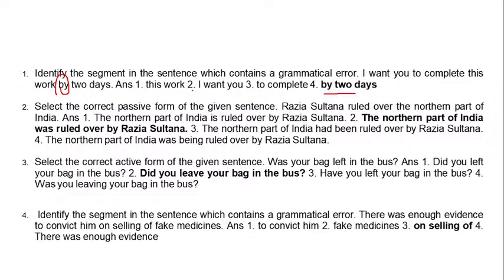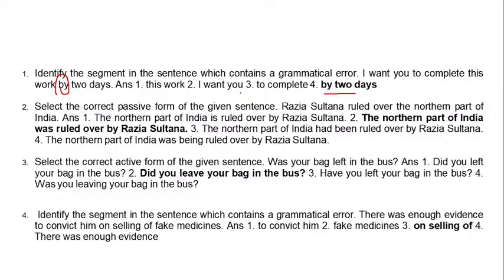Previously that was a sentence correction. So by 2 days is the portion where your mistake is. I want you to complete this work is correct, but by 2 days is wrong, because it will be within 2 days. Means within a time of 2 days, the task needs to be completed. Number 3 says, this is a voice question, and you have to change it in the passive form.